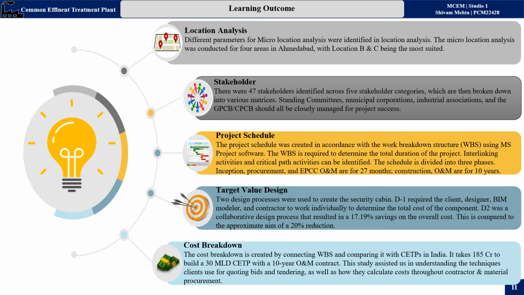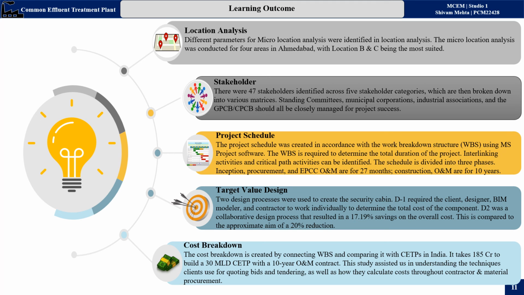Now, project schedule. The project schedule was created according to the WBS, which is required to determine the total duration of the project, then interlinking the activities and defining a critical path. The schedule was then divided into 3 phases: inception, procurement, and EPC O&M. For EPC, 27 months are allotted for construction with trial and run, and for O&M, we have allotted 10 years.